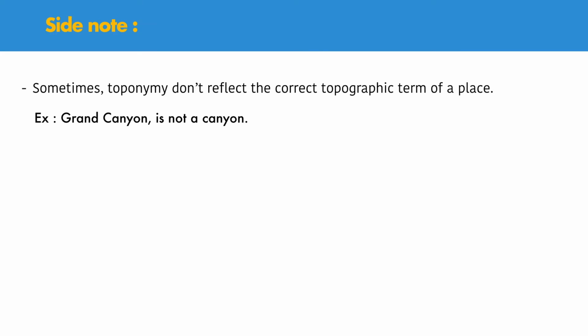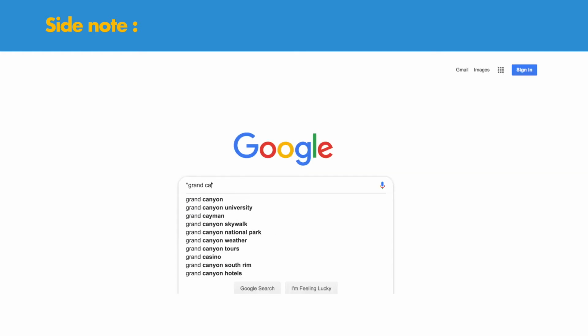A side note, before I go to the next topographic term: sometimes toponymy, or place names, don't reflect the correct topographic term. For example, the Grand Canyon is not a canyon, it's a gorge.